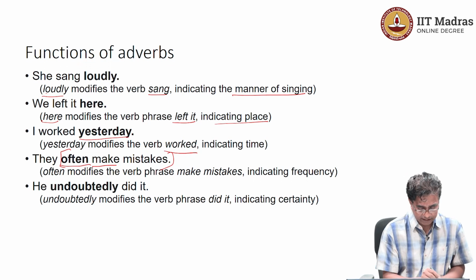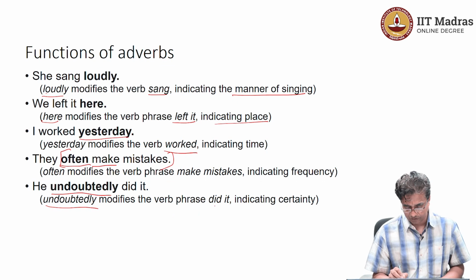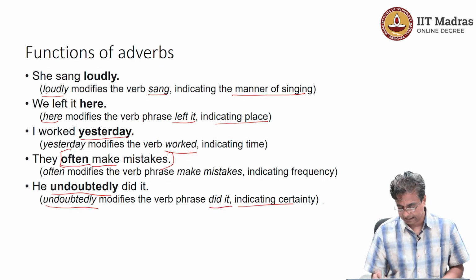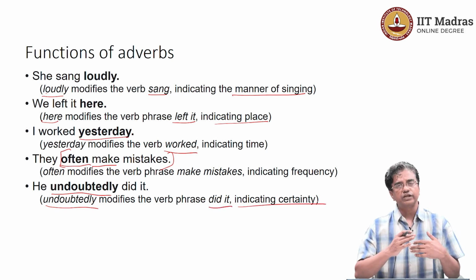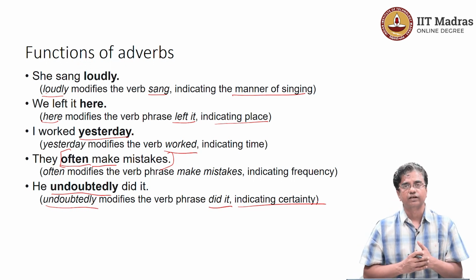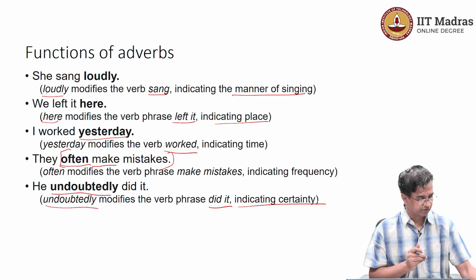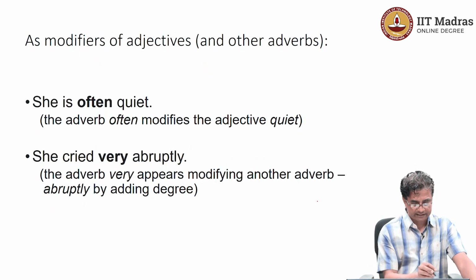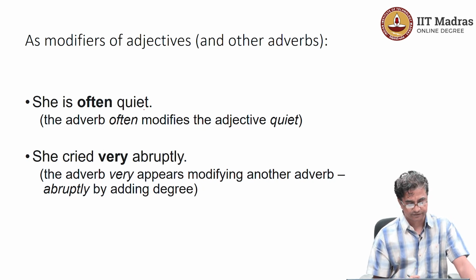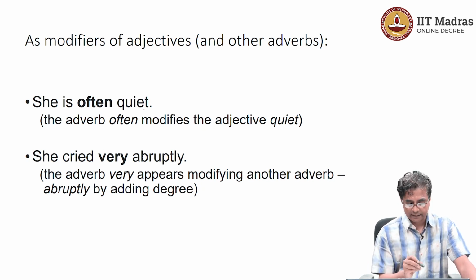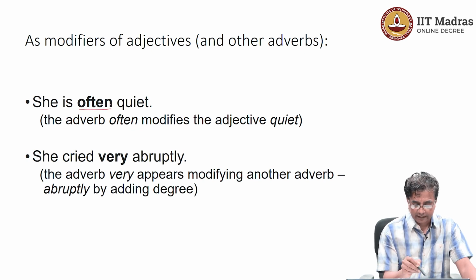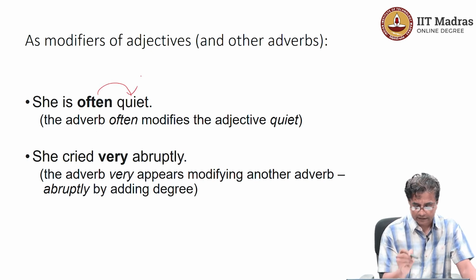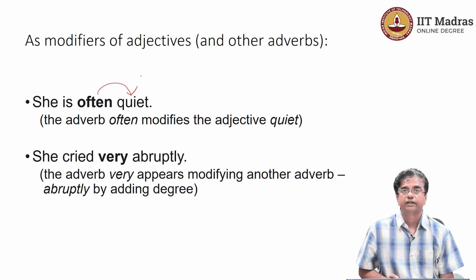He undoubtedly did it. So undoubtedly, as an adverb, is modifying the verb phrase did it, indicating certainty. So when we look at these things carefully, we understand the nature and function of an adverb. In a way, look at this. She is often quiet. So here, often appears to be adding something to the adjective quiet.